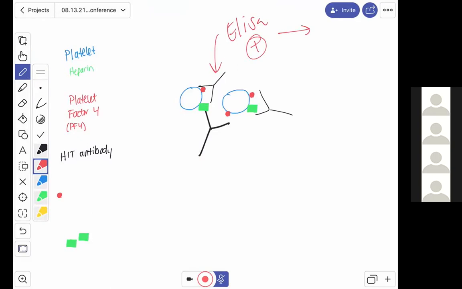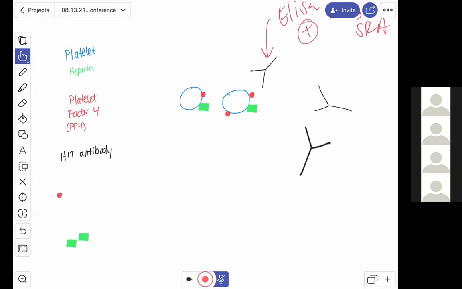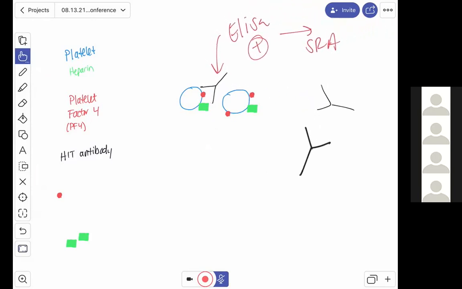Yeah, the confirmatory test. You guys know what it is? Serotonin release assay. What happens here is that the lab takes the patient's serum and mixes it with platelets and heparin. And then we have to see, are these antibodies functional? Are they causing the clumping, or is it something else? If you mix the serum and those other factors and it again causes platelet clumping, then you can say, okay, now we have a positive ELISA and a positive SRA. We know for sure this patient has HIT.